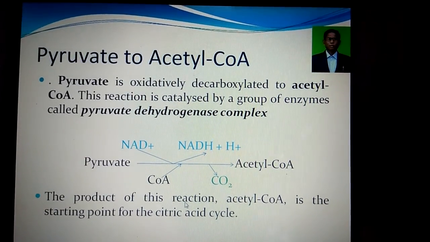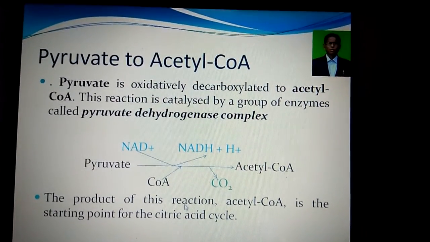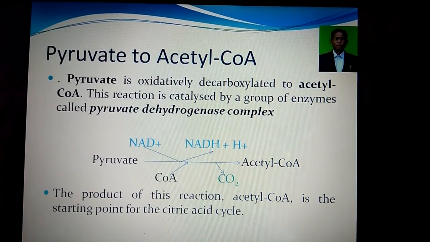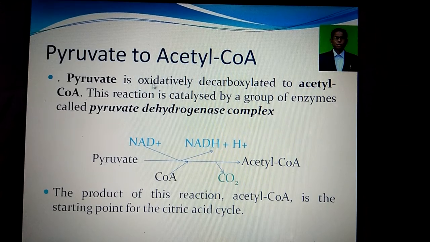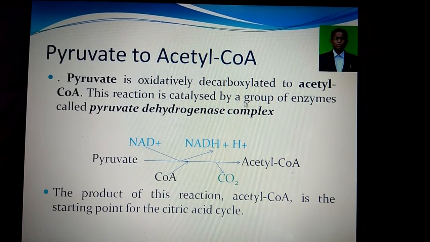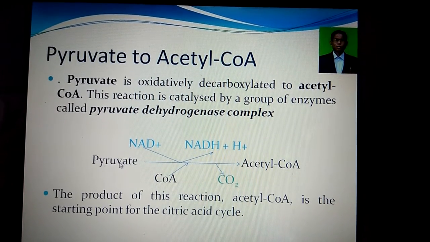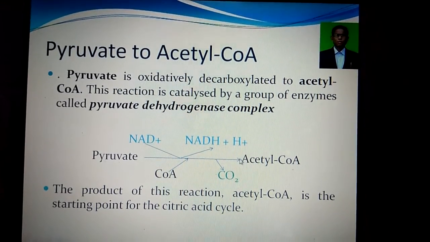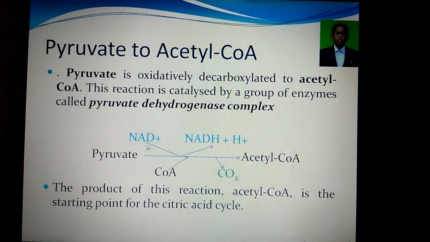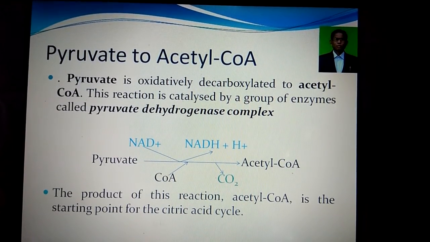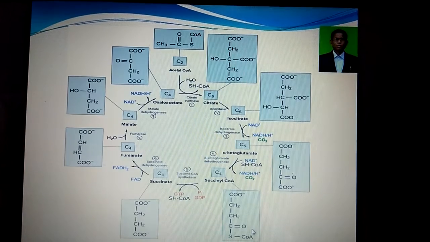Before the start of the citric acid cycle, pyruvate is first converted into acetyl-CoA. Pyruvate is oxidatively decarboxylated to acetyl-CoA. This reaction is catalyzed by a group of enzymes called the pyruvate dehydrogenase complex. This is the reaction for the conversion of pyruvate to acetyl-CoA. Pyruvate is oxidatively decarboxylated to acetyl-CoA in the presence of NAD and coenzyme A. The product of this reaction, acetyl-CoA, is the starting point of the citric acid cycle.